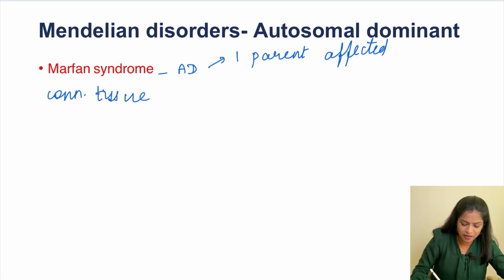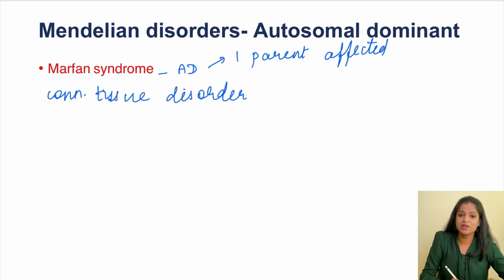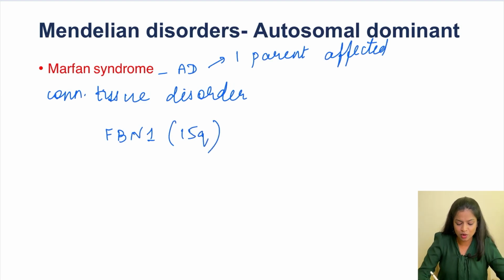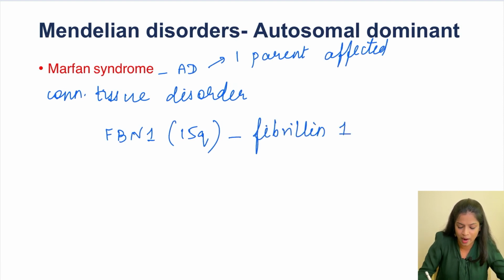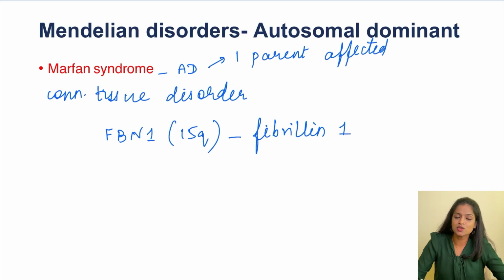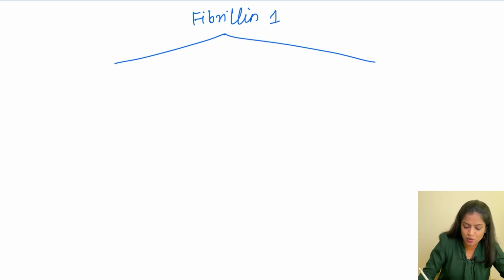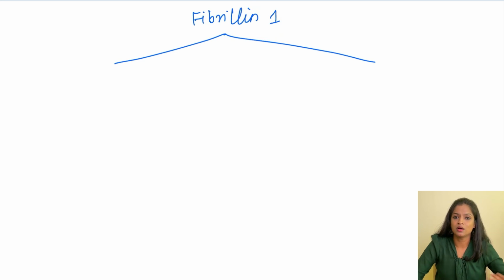So what is being defective here is that the gene which is defective in the Marfan syndrome is going to be the fibrillin-1 gene. So the FBN1 gene, which is present on the 15q chromosome, is going to be defective in the Marfan syndrome. So this FBN1 gene is going to encode for fibrillin-1. Okay. So the pathogenesis of Marfan syndrome is going to revolve around this fibrillin-1. If we see this fibrillin-1, it can cause two ways of pathogenesis. Firstly, it is going to form an abnormal fibrillin-1.